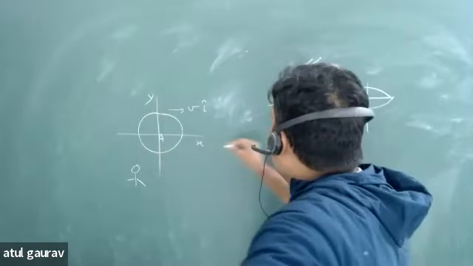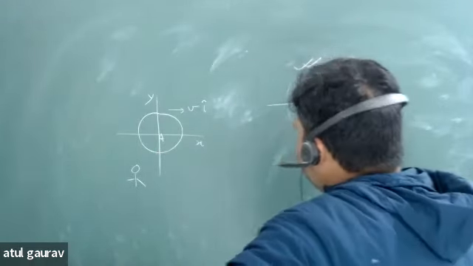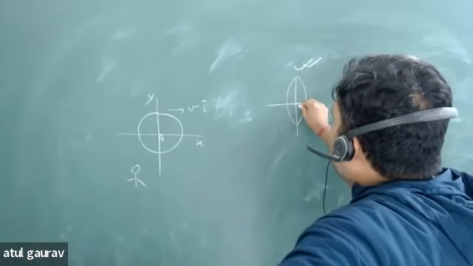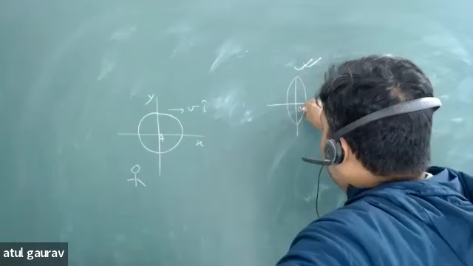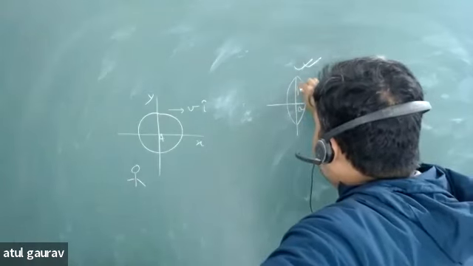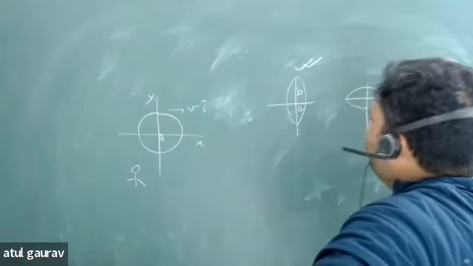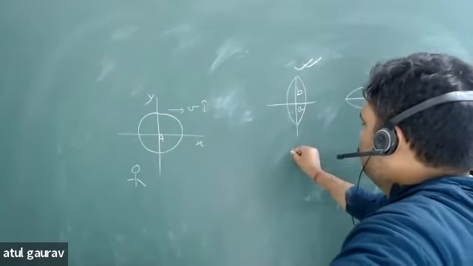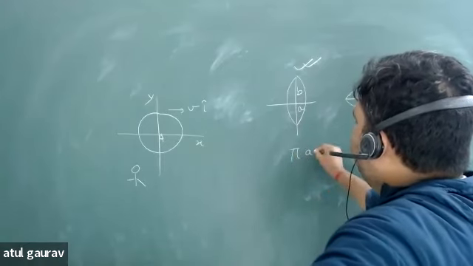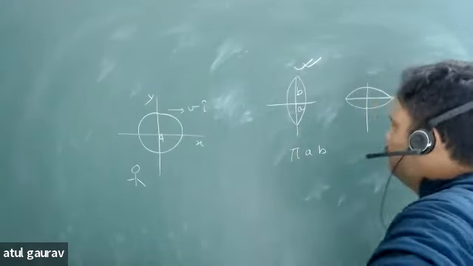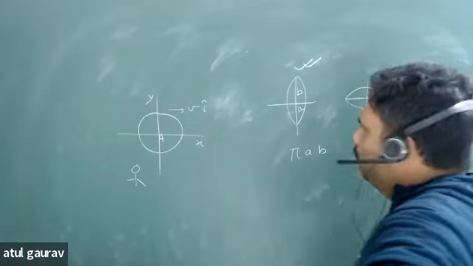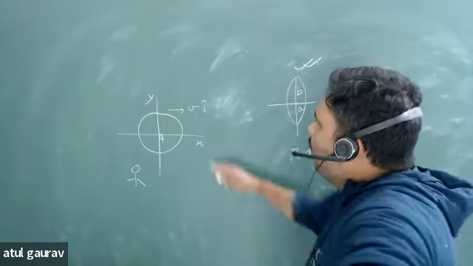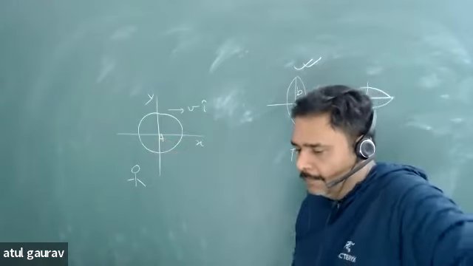So what will be the area of the ellipse? Suppose this length is A, this length is B. So what will be the area of the ellipse? Pi AB. Pi A into B. So this will be the area of the ellipse. Okay. Now we have to write this area as the area of a circle.